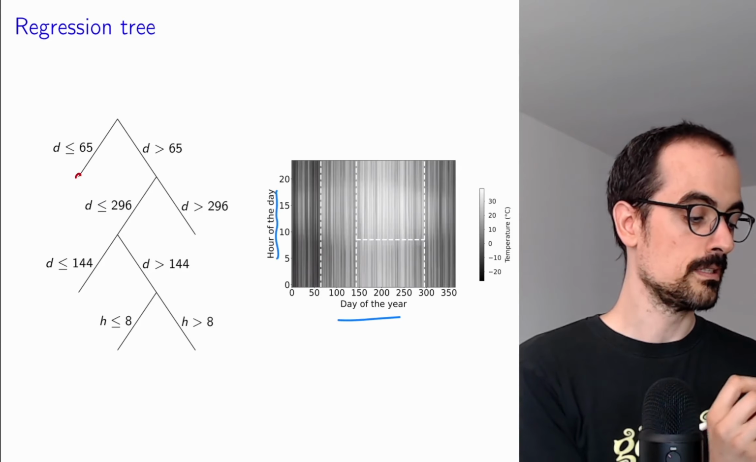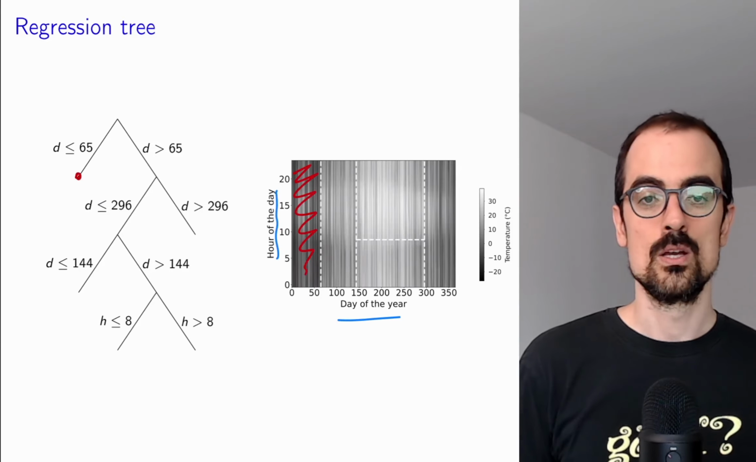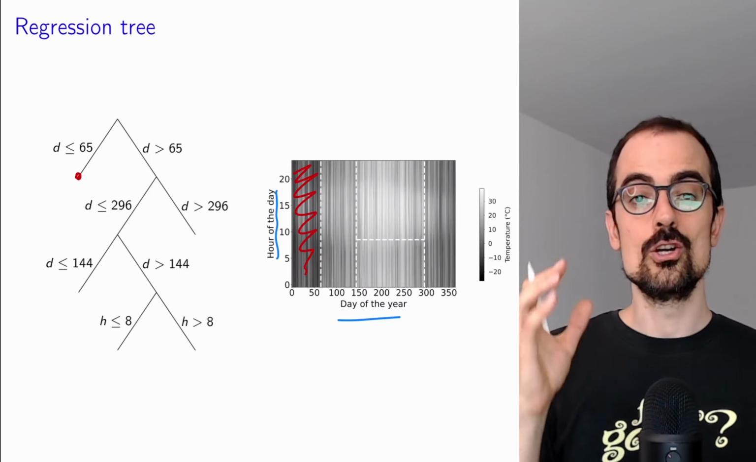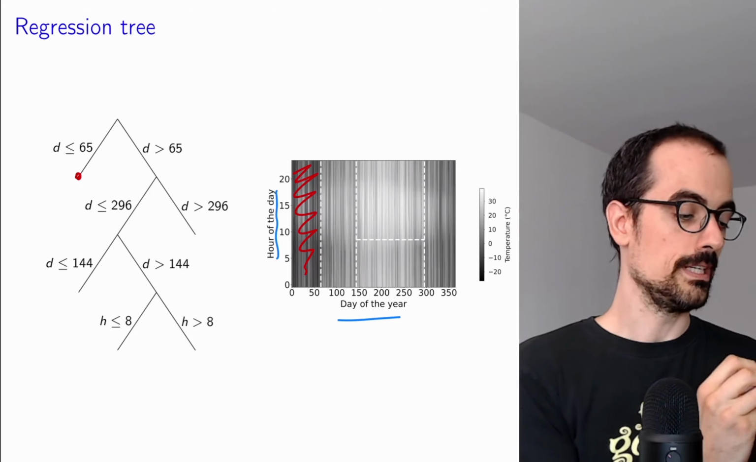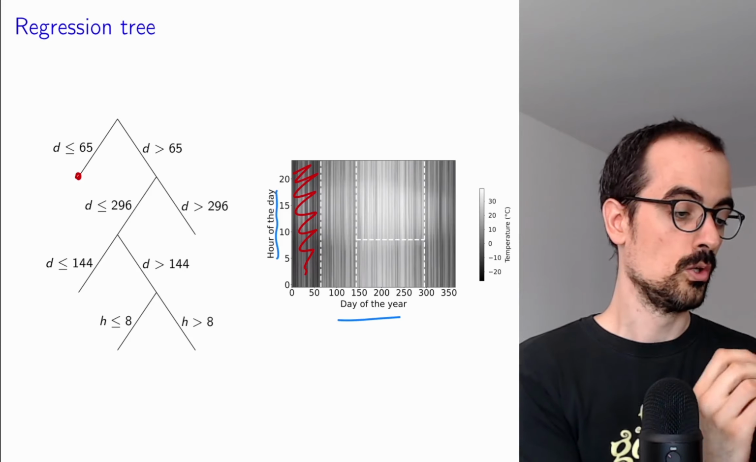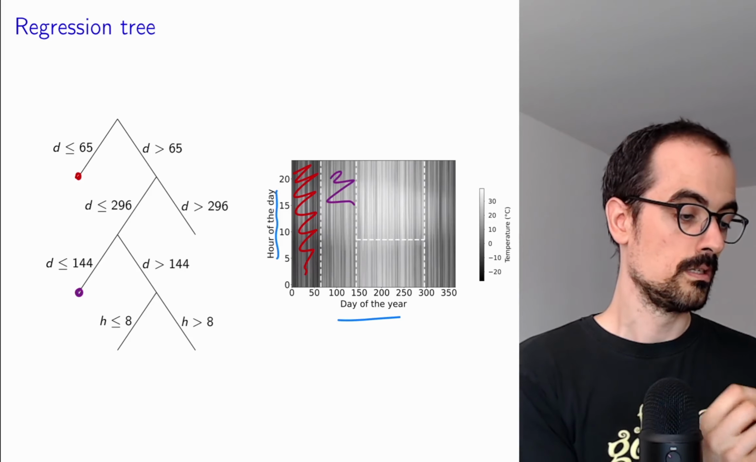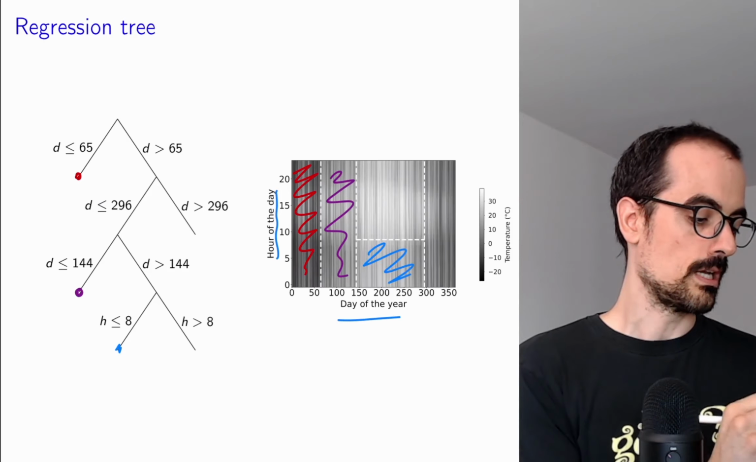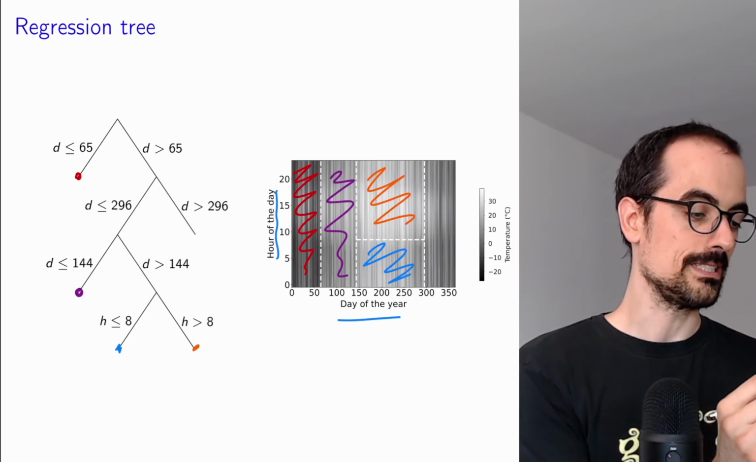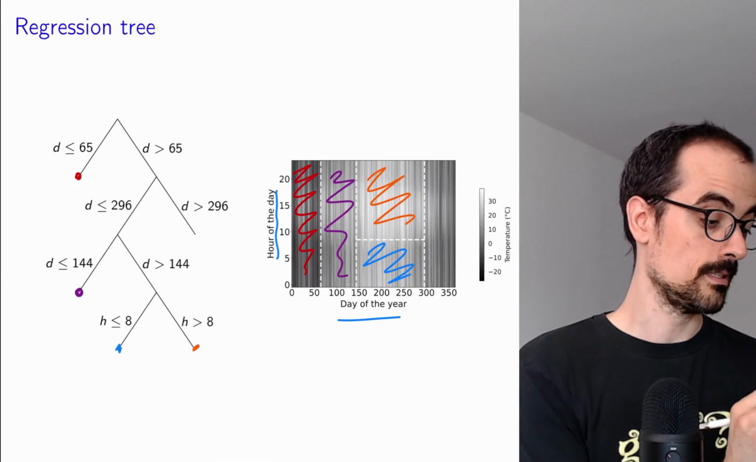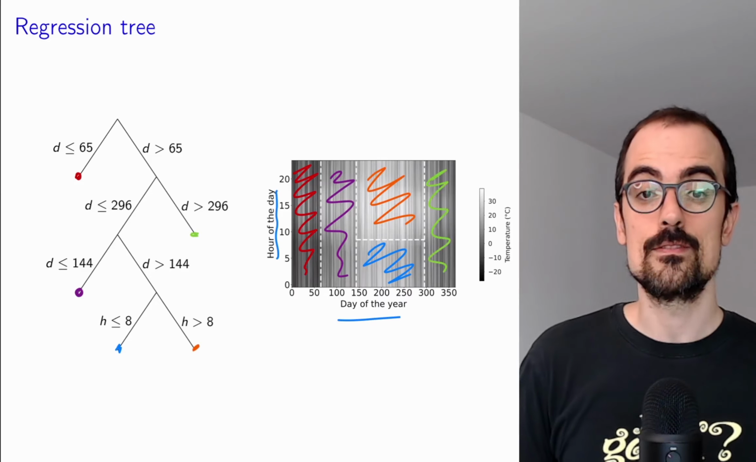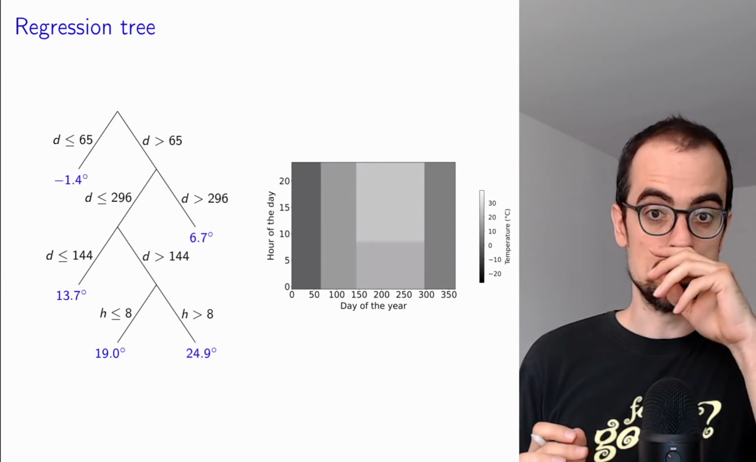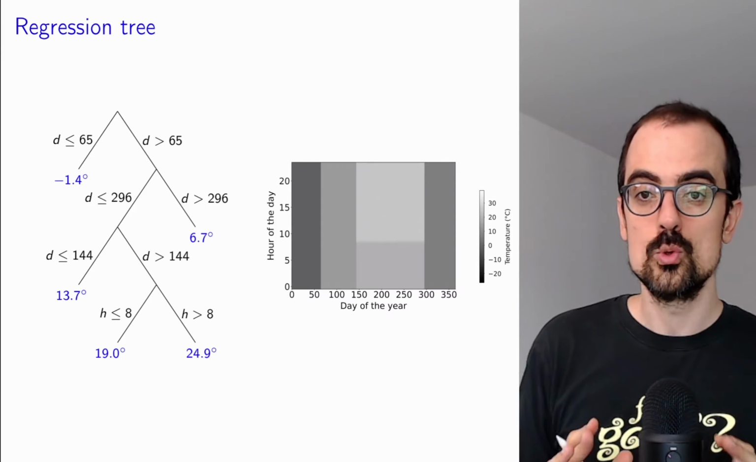And at each of these leaves, there's going to be a subset. We're going to partition the feature space into disjoint subsets. And each of these subsets is going to correspond to one of these leaves, as color-coded now. Okay, so now what is going to be the temperature estimate in each of these subsets? It's going to be constant, and it's going to be given by the average of the training temperatures within that subset.